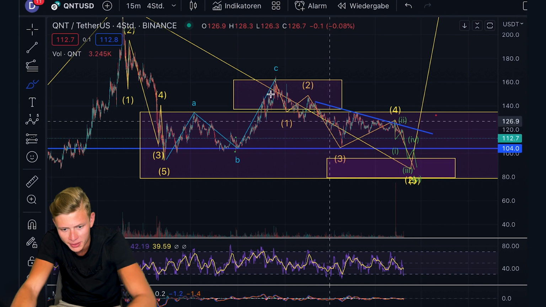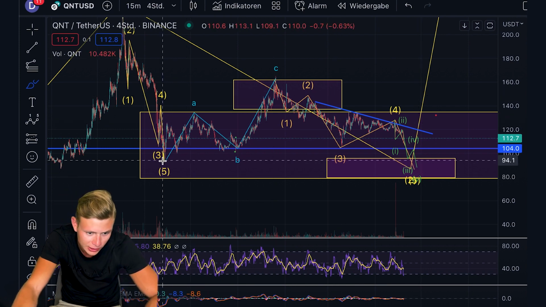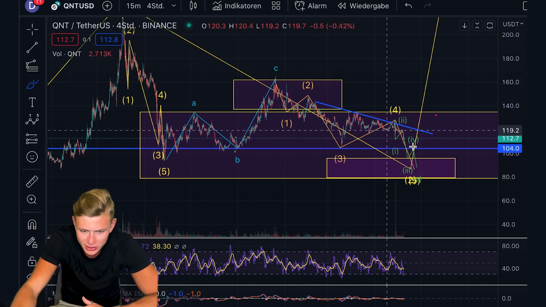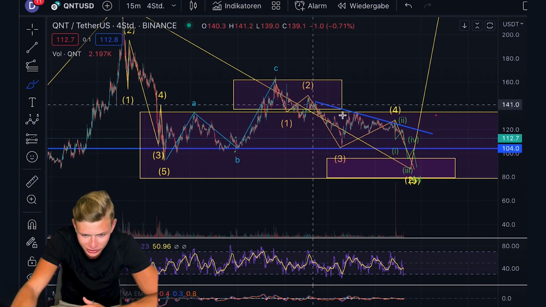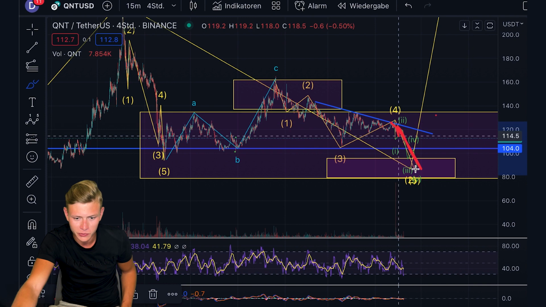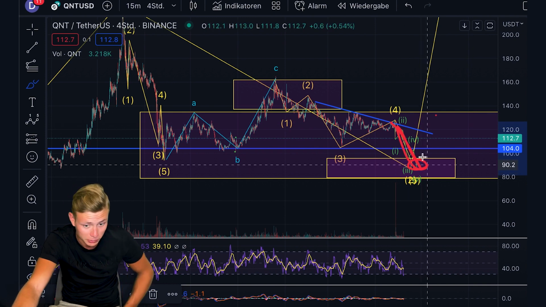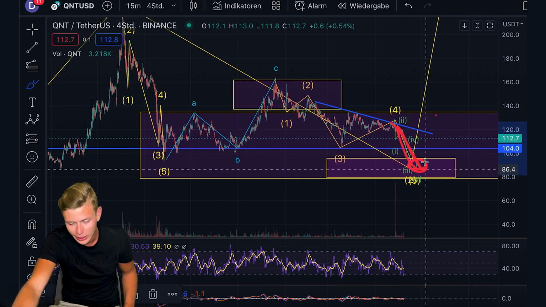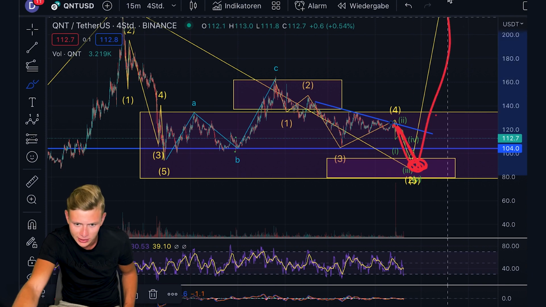So overall, this is an A, B, C structure, as you can see, in my opinion. And the minimum requirement of this C wave would be to go below the $95. So this is also very likely to be a C wave because it looks like an ending diagonal. And if now a 5th wave in a 5-wave structure comes down, bottoms out, that will be the point where I open my long positions, where I will buy some QNT for this upwards movement.